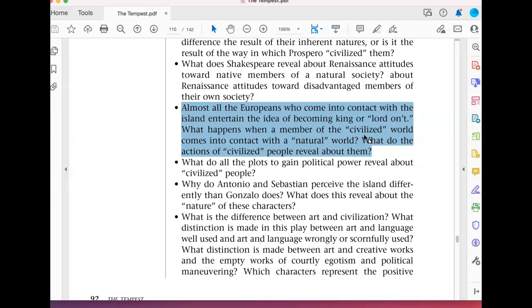We know what happens with Antonio and Sebastian, but we also know what happens by counterexample with Gonzalo, the dreamer, and we also know by counterexample with Prospero, the great creative genius.